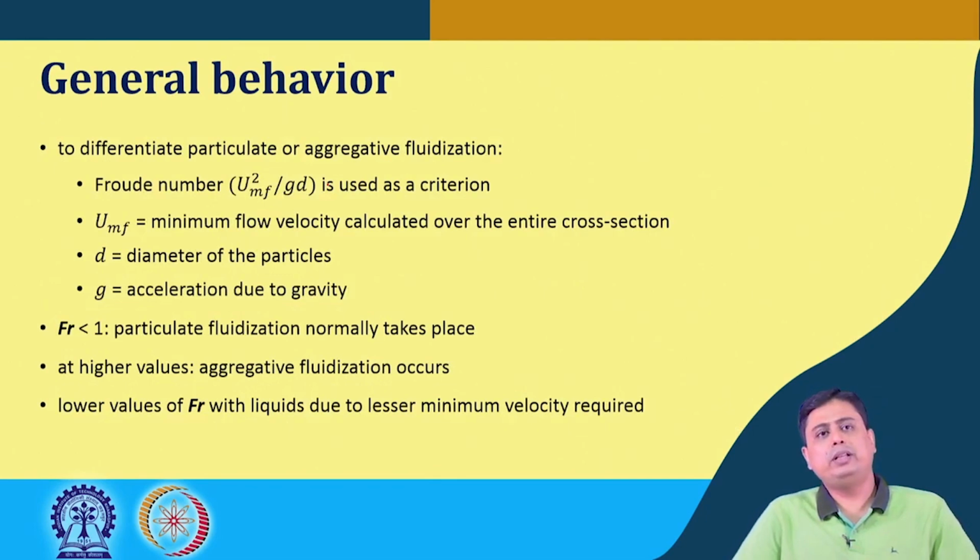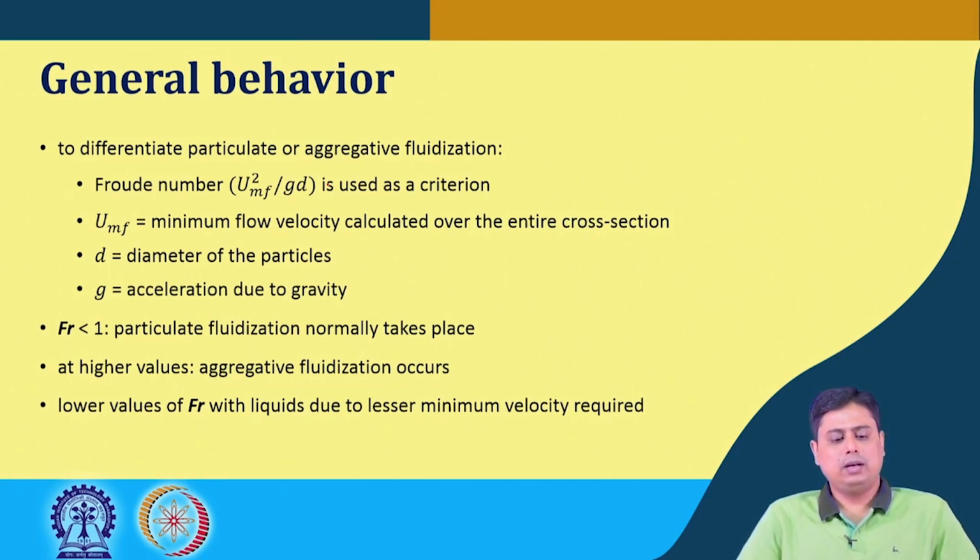Now, to differentiate between this particulate and aggregative fluidization, several researchers have come up with some propositions, and one of them is the definition of the Froude number, to use that as a criterion, where the Froude number is basically u squared, the minimum fluidization velocity that is calculated over the entire cross section, divided by g and d, where d is the diameter of the particle and g is the acceleration due to gravity.